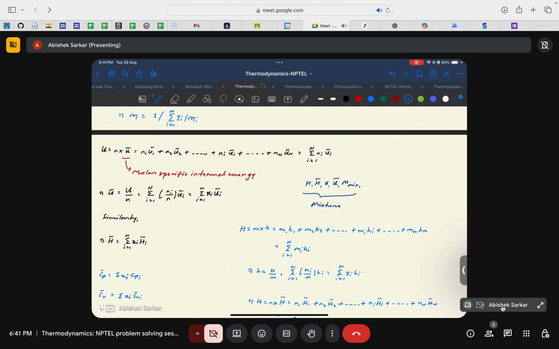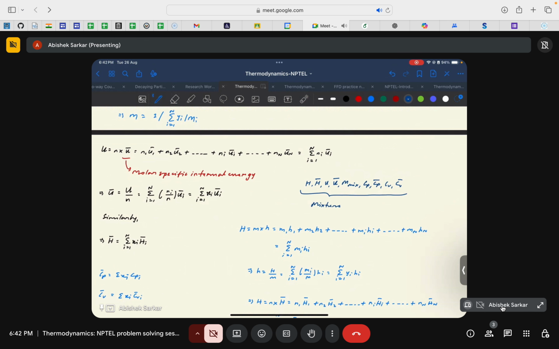So till now we have found out how to correlate either the mass fraction or the mole fraction with the individual properties, and find the corresponding properties of the mixture. That's what we have done till now. So the only properties that are missing are Cp, Cp bar, Cv, and Cv bar: the specific heats and the molar specific heats of the mixture in terms of the mass fraction and the mole fraction.